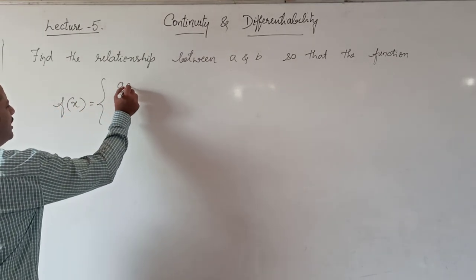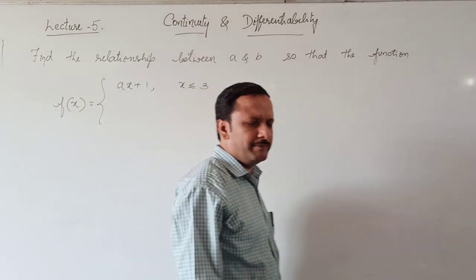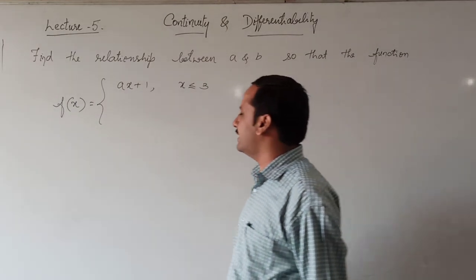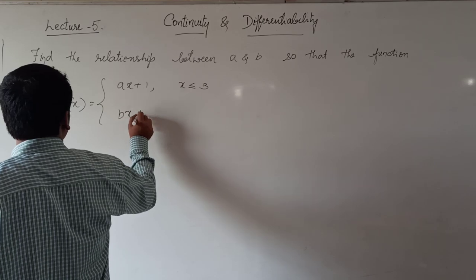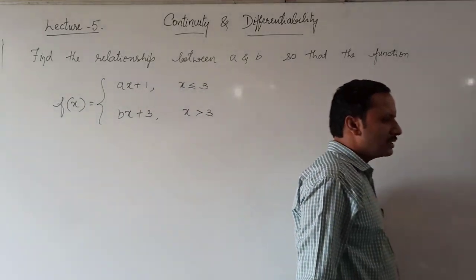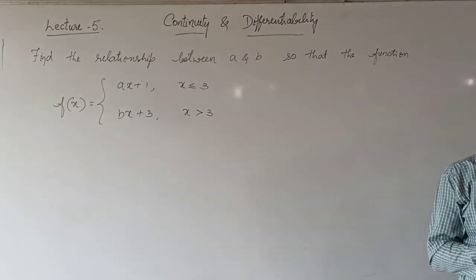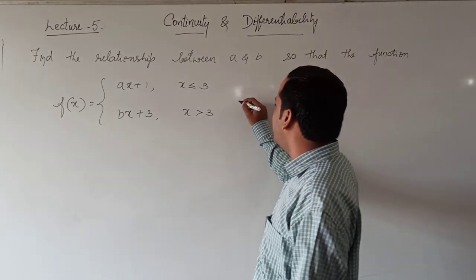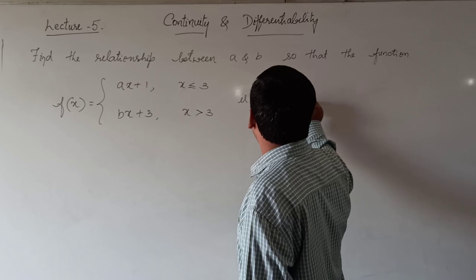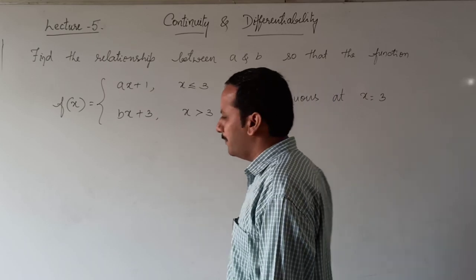f of x is equal to ax plus 1 when x is less than or equal to 3, and bx plus 3 when x is greater than 3, is continuous at x equal to 3.